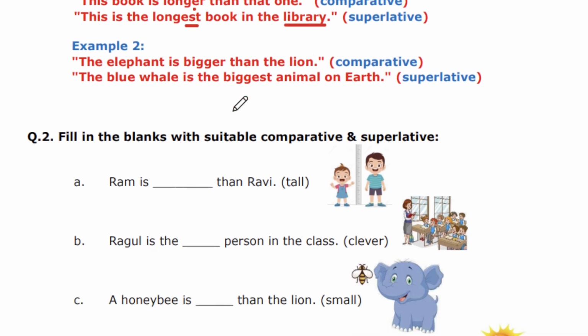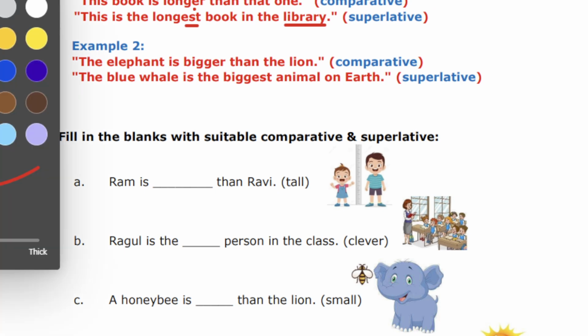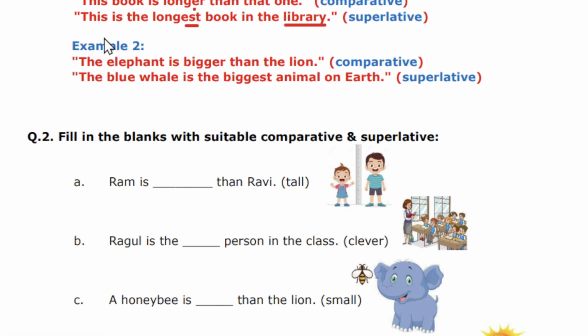Okay. So next example we have, elephant is bigger than the lion. So we have elephant here and lion. So comparing between only two. So ER is used. And next one, the blue whale is the biggest animal on the earth. So biggest animal on the earth. So in earth we have many animals. So we have used EST.